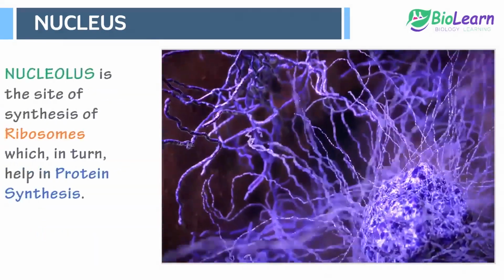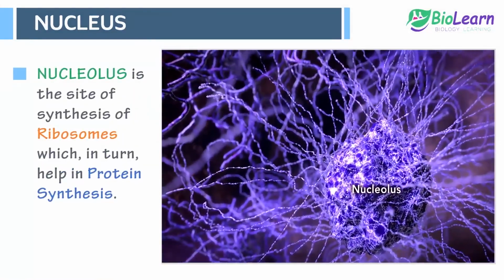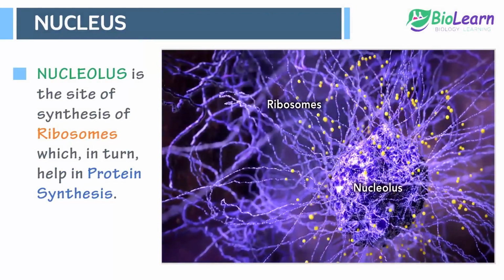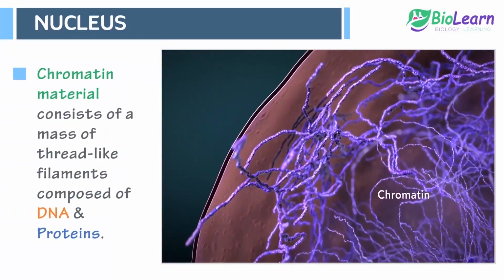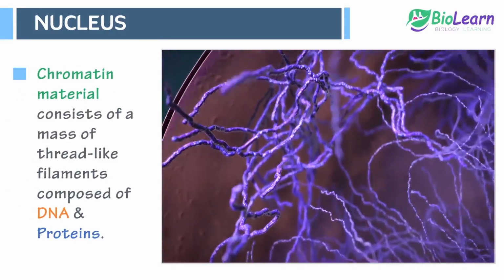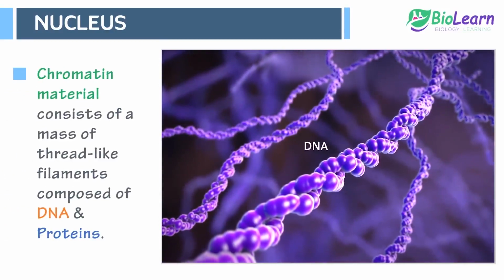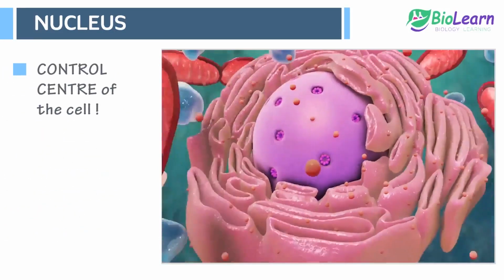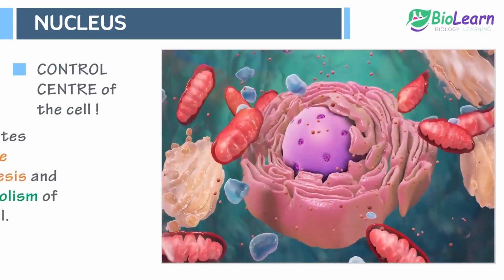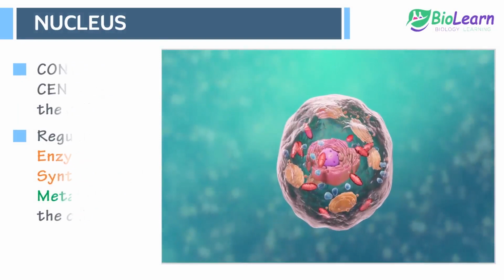The nucleolus is a spherical body which acts as the site for the synthesis of ribosomes, which in turn help in protein synthesis. The nucleoplasm of the nucleus contains the chromatin material. It consists of thin thread-like filaments which are composed of DNA, the genetic material. The nucleus is the controlling center of the cell. It regulates the enzyme synthesis and controls all the metabolic activities of the cell.